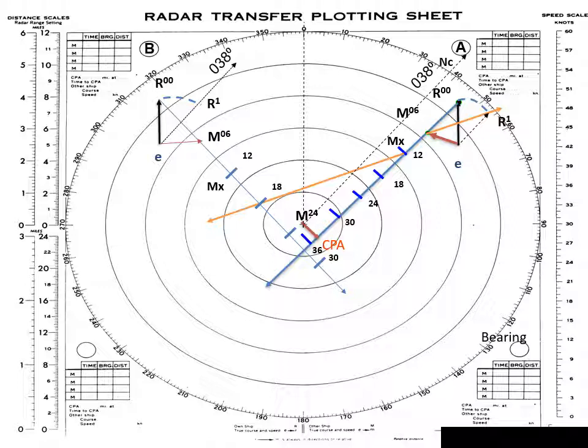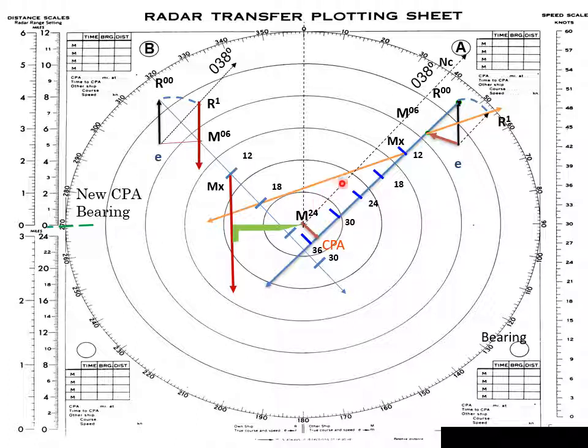If I change course, I change relative motion. So the old relative motion was R00 to M06. The new one is going to be R prime to M. So we're going to draw a new relative motion line, then parallel that down to MX. Then we can get a new CPA and a new bearing of CPA.